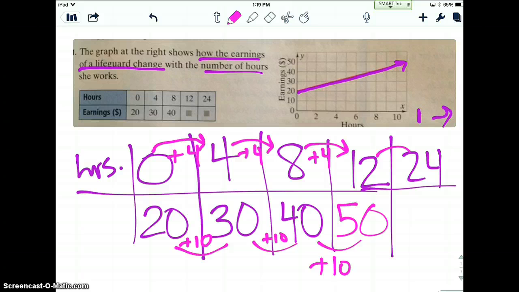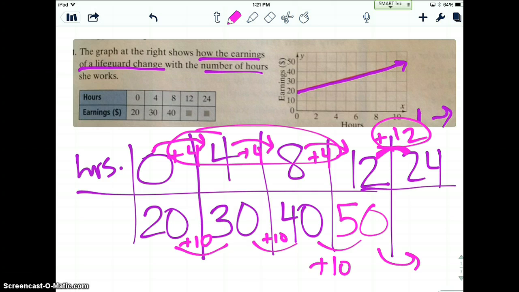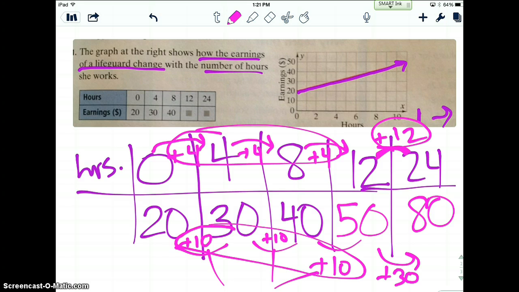Now the question is, this does not go up by 4. This goes up by how much? 12. So if that goes up by 12, how much would this go up by? I am looking at this. So if this one's going up by 12, I can look here. 4, 4, and 4 is 12. So I'm going to have to add on not just 10, but 30. And that'll give me 80.